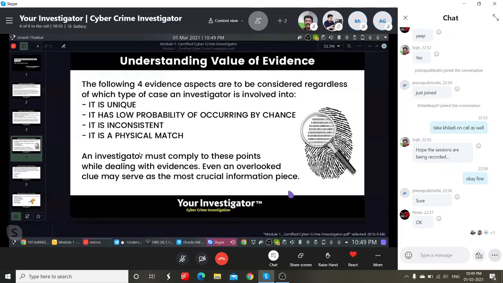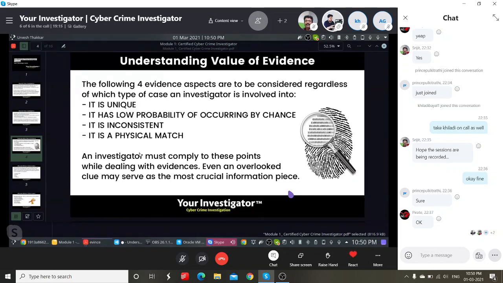There will be something or somewhere lying there, or you have to connect the chain in order to conclude the mystery behind why this piece of evidence was there. Why did we even find that over there? Then it is a physical match.